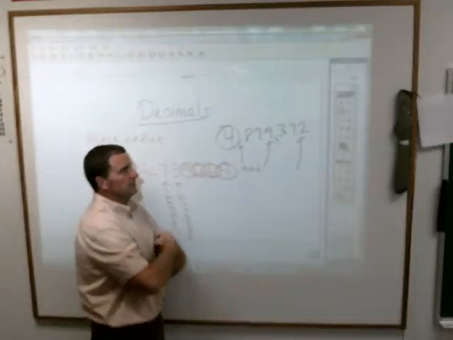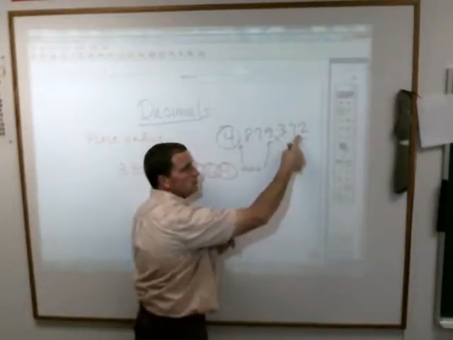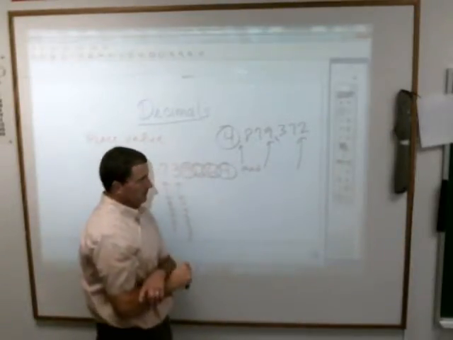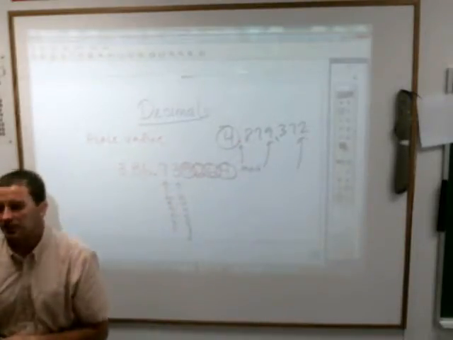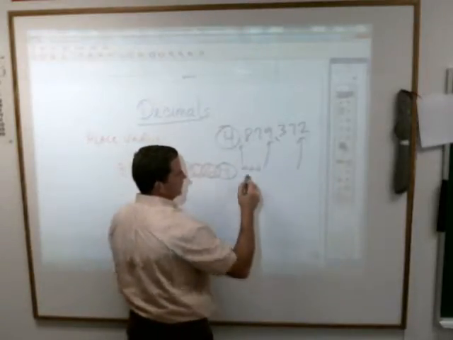That's exactly right. 4 and 879,372, and then whatever place this 2 is in, we say at the end, millionths. 4 and 879,372 millionths.